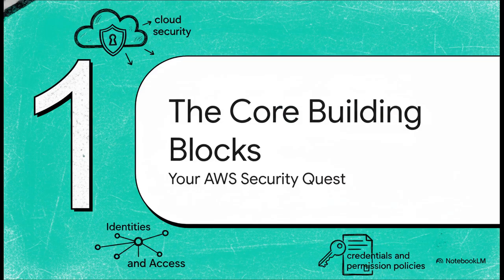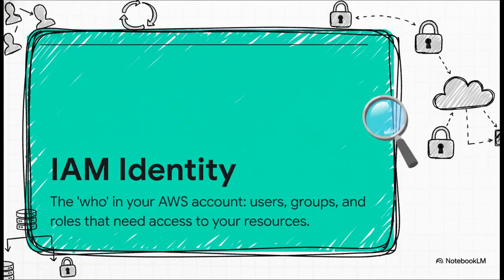And our quest really begins with the absolute basics, the building blocks of identity. Before we can even think about giving out permissions, we have to figure out who we're giving them to. It's like defining the characters in our security story. Now in AWS, that who is called an IAM identity. This could be a person, like a developer on your team, or a whole group of people, like the entire finance department. It can even be a role that an application uses to do its job. So your first move is to create these identities over in the IAM Identity Center.